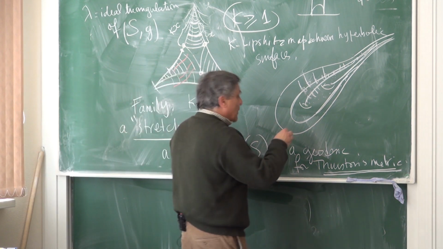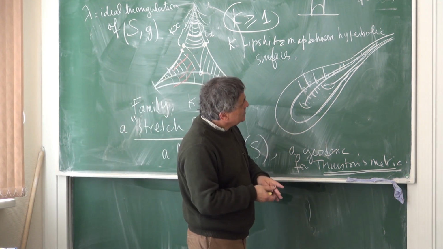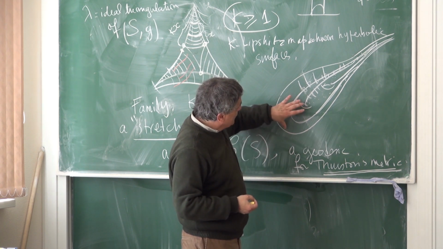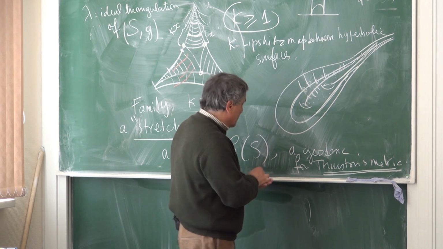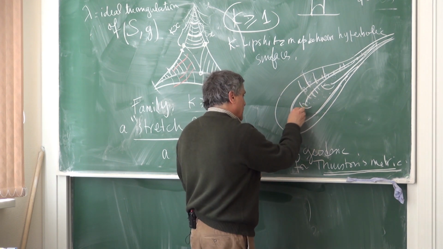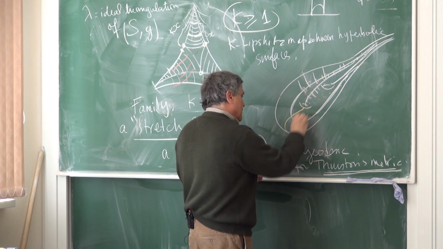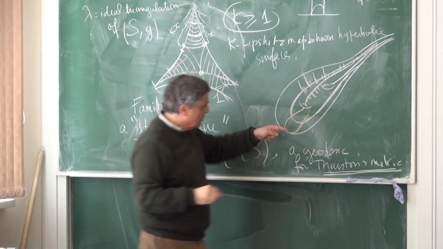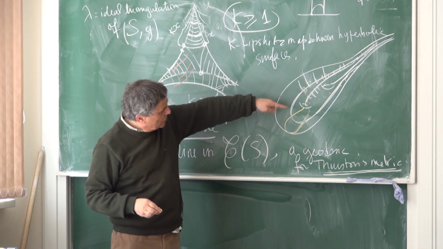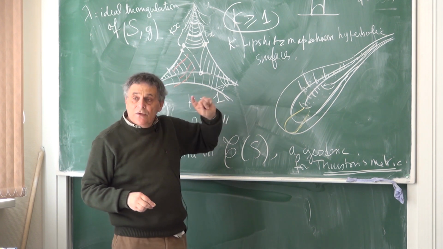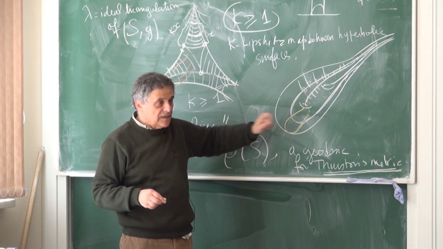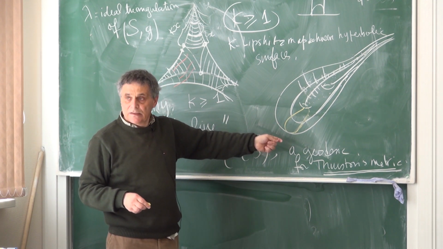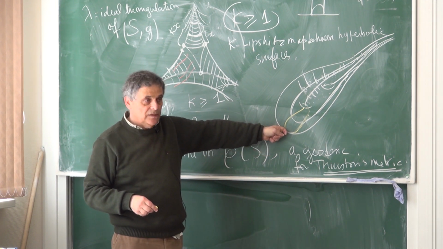So when you decompose your surface, when you take on the surface a curve, a simple closed curve, which is not homotopic to a point or to a cusp, there is a unique geodesic in this homotopy class. Okay, this we already know.